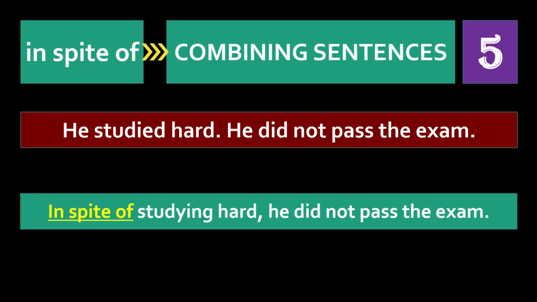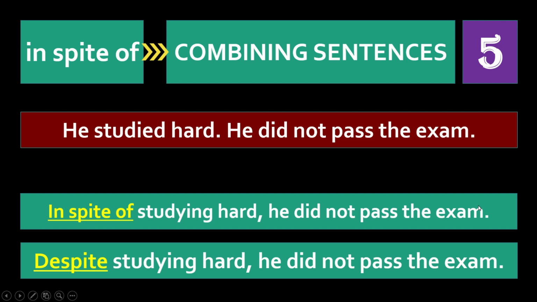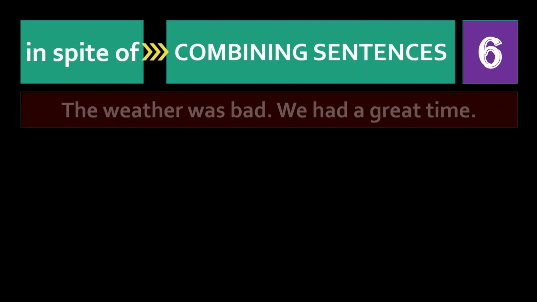In spite of studying hard, he did not pass the exam. Look at this here, studied hard. Study is the verb one, and we add ing to it. In spite of studying hard, he did not pass the exam. You have a comma here and then a full stop at the end. Let's look at despite. The same. Despite studying hard, he did not pass the exam. Same. Let's move to the next one, that is number 6.